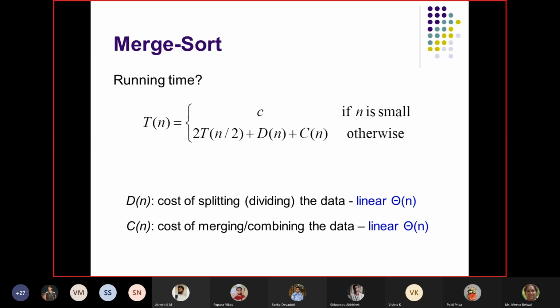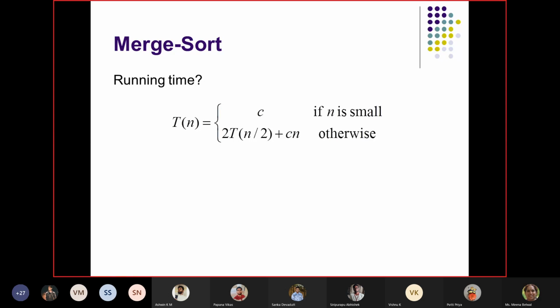Why do we assume this? Because that is how we are doing the operation. We have two arrays, we are dividing, so if there are n arrays, it directly depends on the size of the input, and combining also directly depends on the size of n, how much n is. So that is why it is linear, right?